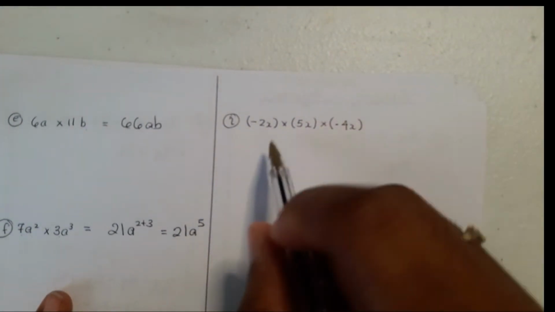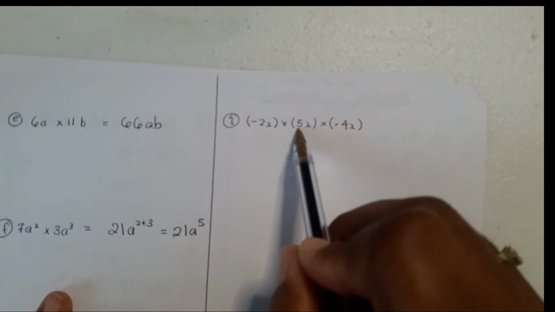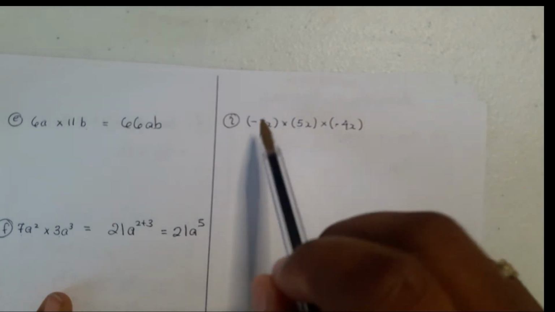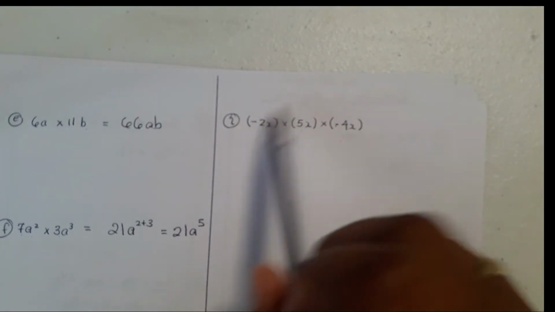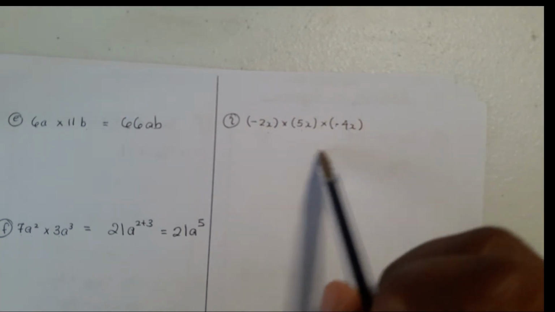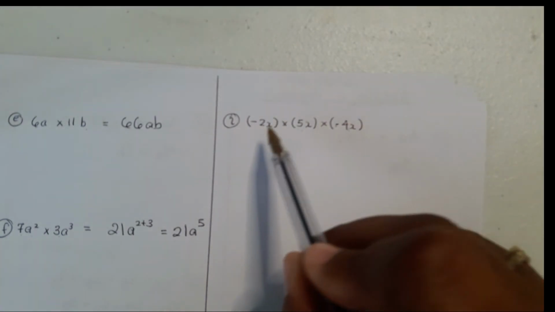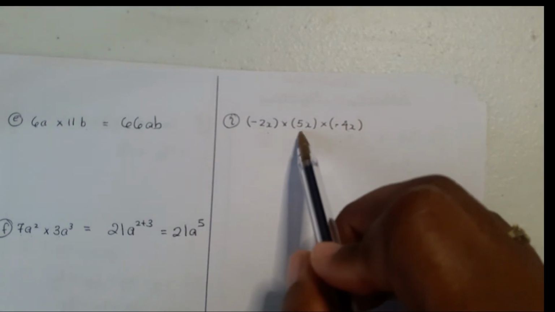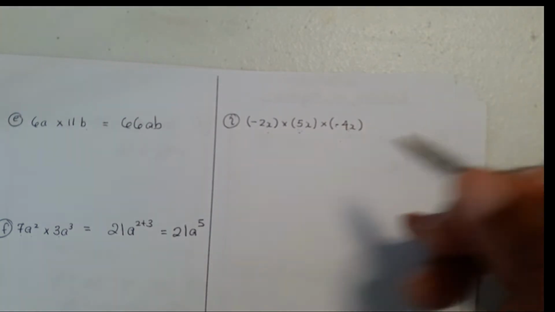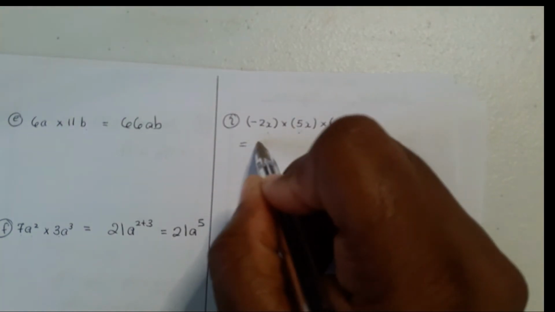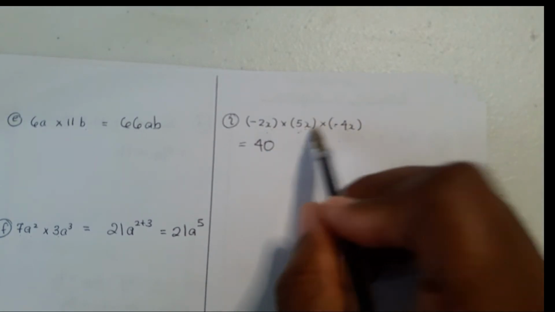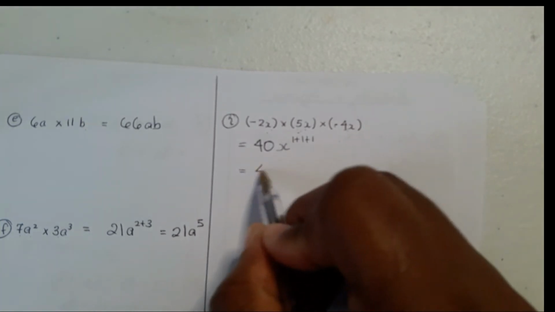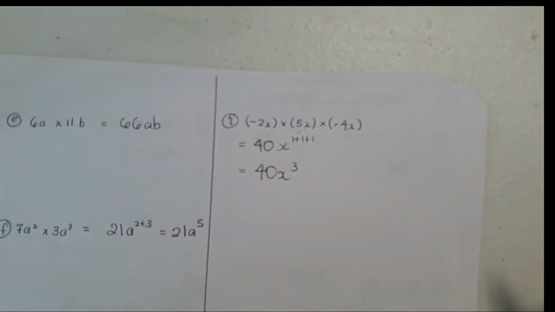And the last one, we have two negative numbers and a positive number. A negative times a negative will always give you a positive number. So it's a 2 times 5. It doesn't matter the order. You could go in any order you want to go. It's commutative. So you said 2 times 5 will give us 10. And then negative 10 times negative 4 will give us 40. And then we have 3 x's, so it's like x to the 1 plus 1 plus 1, and that will give us 40x cubed.